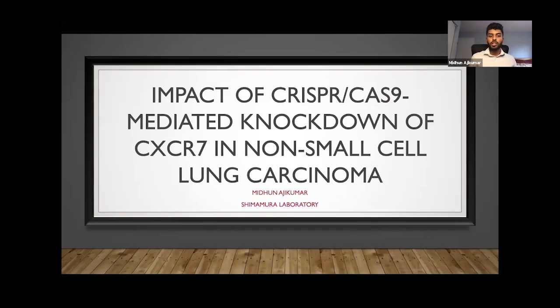So my name is Midhan. I work for Shimamura Laboratory. I'm going to present the impact of a CRISPR-Cas9 mediated knockdown of CXCR7 in non-small cell lung carcinoma.